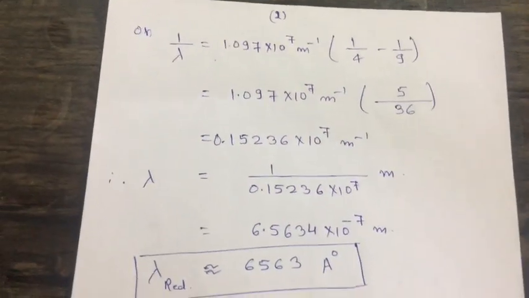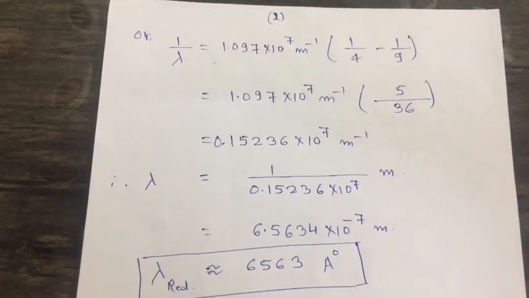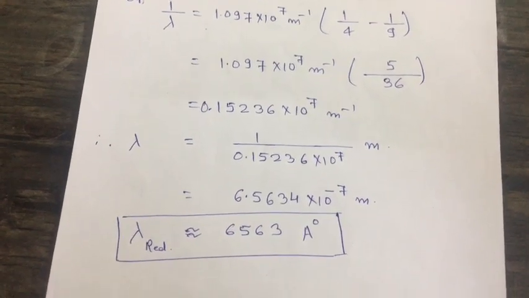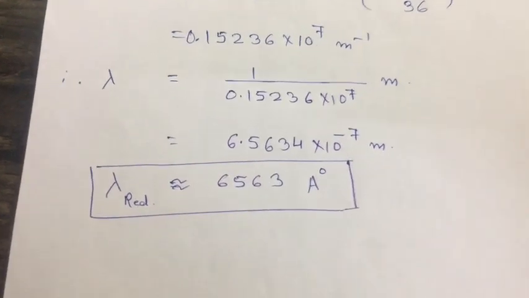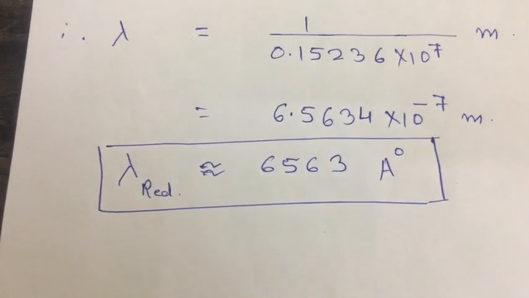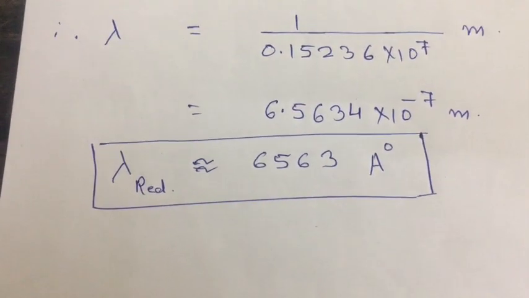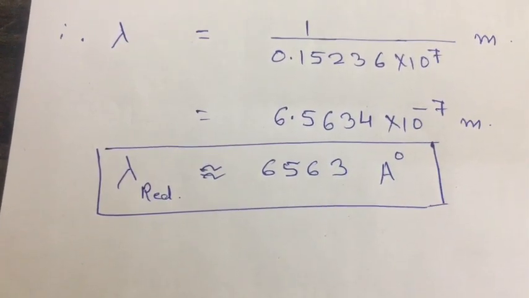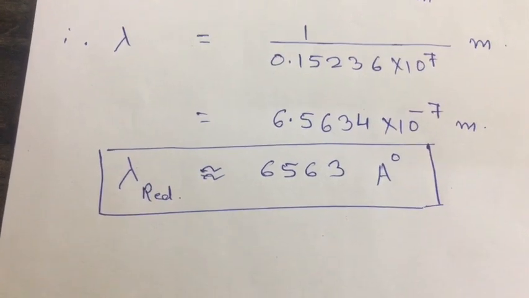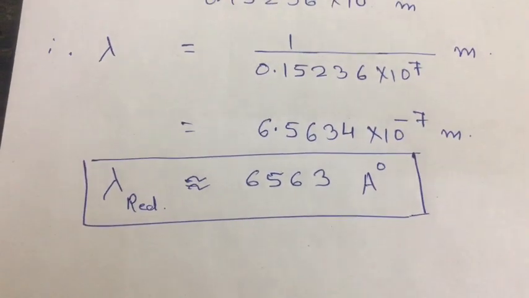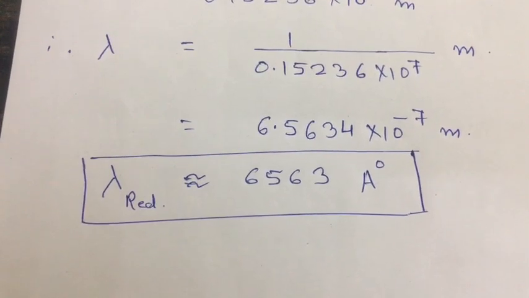After substituting the values for nf, ni and Rydberg constant, we can calculate the value of lambda, and here we get the value of lambda as 6563 angstrom. So this is the standard value of wavelength of H alpha line of hydrogen spectrum, and this value can be compared with the experimental value and the percentage error can be calculated.